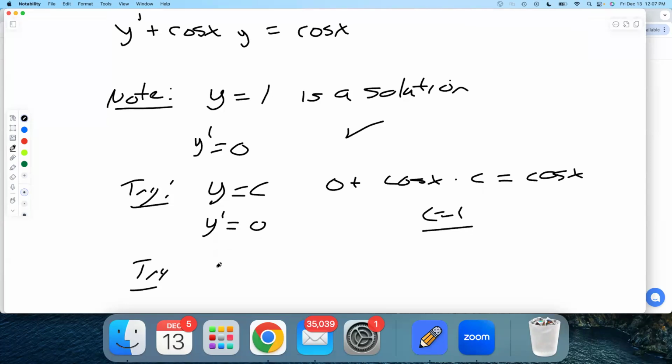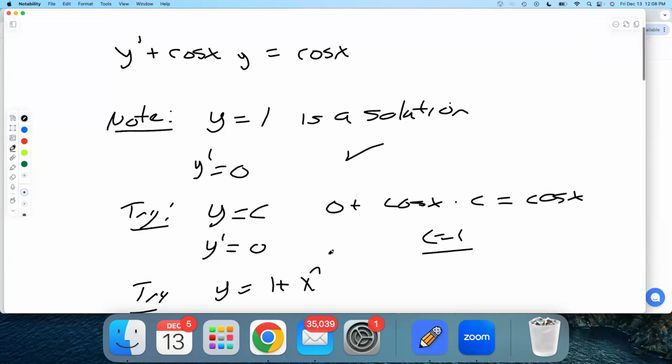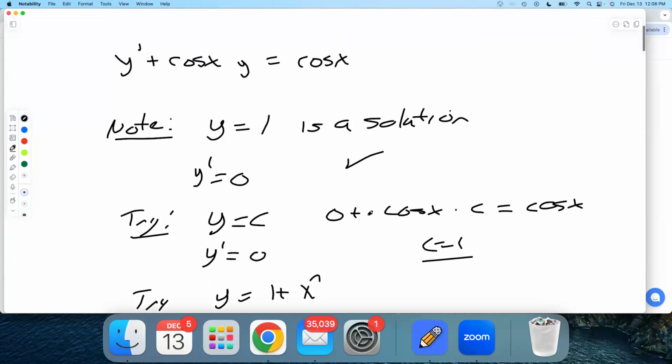If we were just doing guess and check, maybe we know we got to have this 1 in there. Maybe you might try y equals 1 plus x to some power. Maybe x squared, x to the third. Well, you could try these on your own. Pause if you want. Try 1 plus x squared, plug it into the DE, and see if that is a solution. It's not.